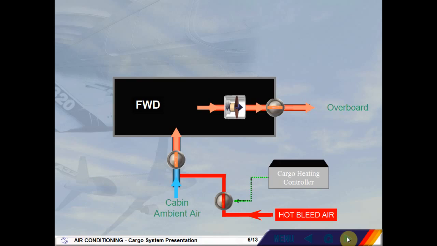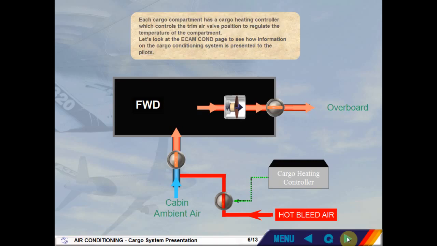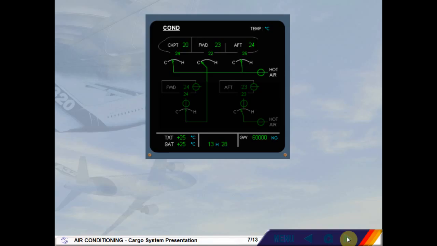Let's look at the ECAM conditioning page to see how information on the cargo conditioning system is presented to the pilots. The cargo heating system is an extension of the air conditioning system. Hot air is routed from the trim air system for the forward cargo hold and via an independent hot air valve for the aft cargo hold.